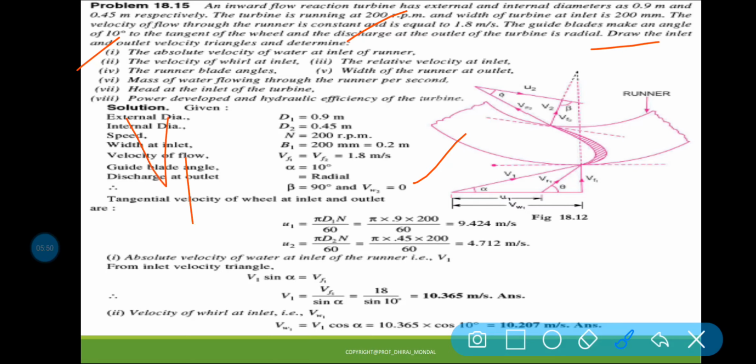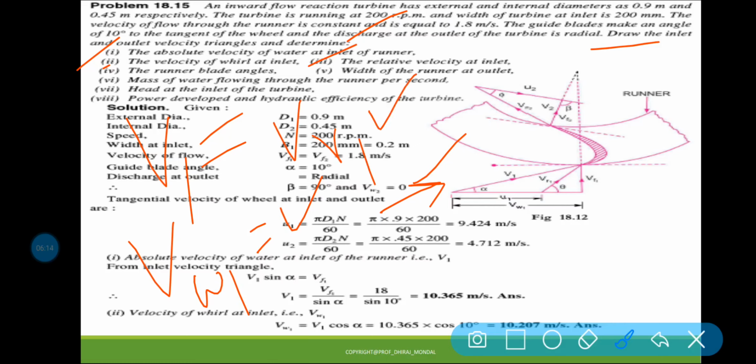Absolute velocity of the water, that means V1, that is the water velocity at which the water is coming out from the nozzle. Now, absolute velocity of the jet you have to find out. Next, number 2, velocity of the wheel at inlet, VW1, you have to find out. Next, the relative velocity at inlet, VR1, you have to find out.